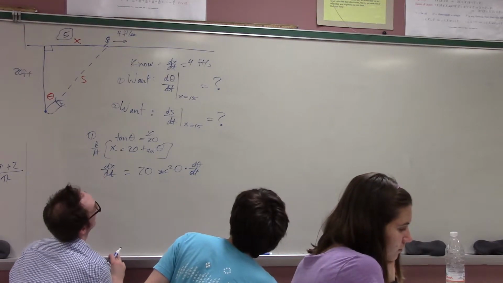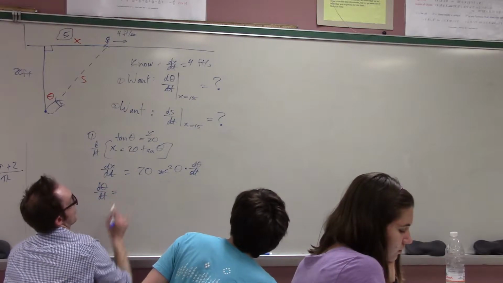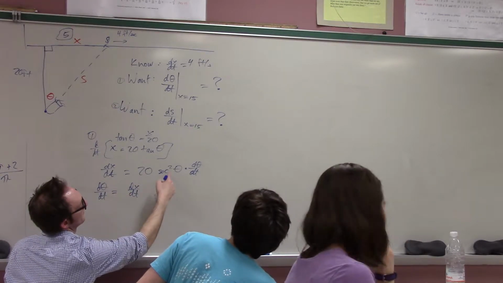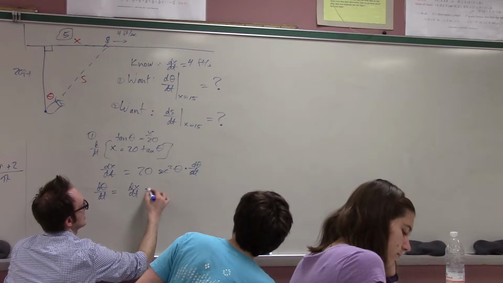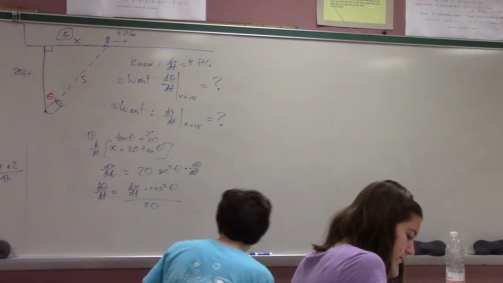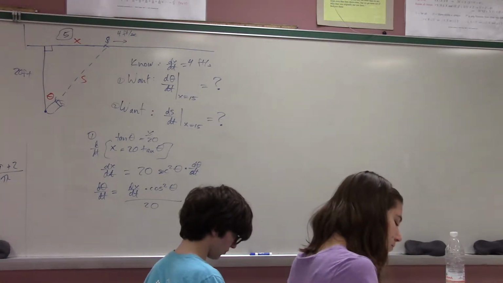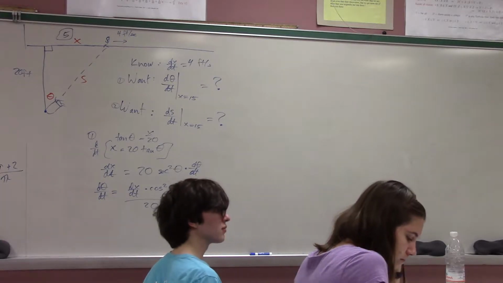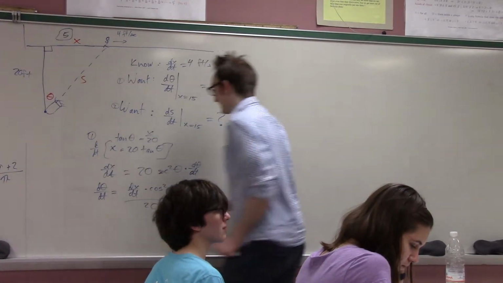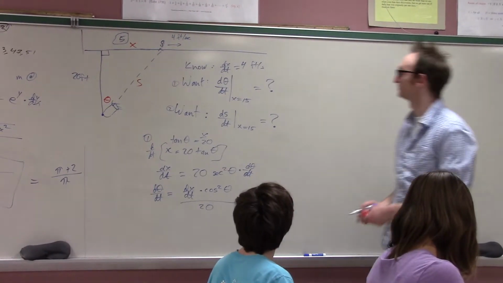Okay. So what do I want? I want d theta/dt. So if I want d theta/dt, then that's just dx/dt divided by 20 secant squared theta, which really means dx/dt times cosine squared theta over 20. All right. And now, everybody with me? Now I can plug in dx/dt because I know what that is. It's 4. So this is really cosine squared theta over 5.